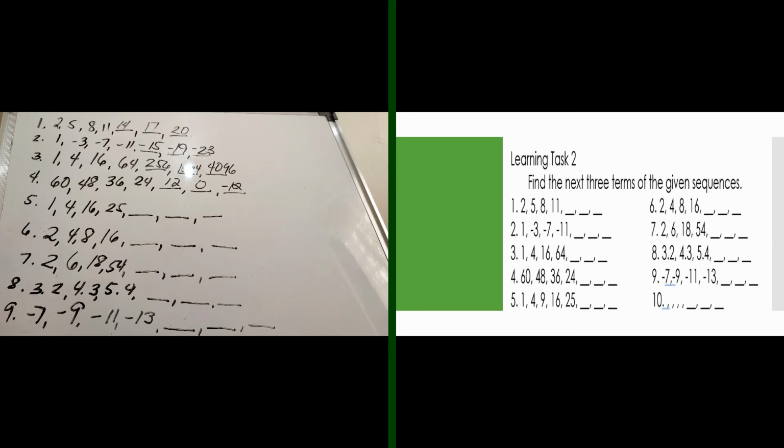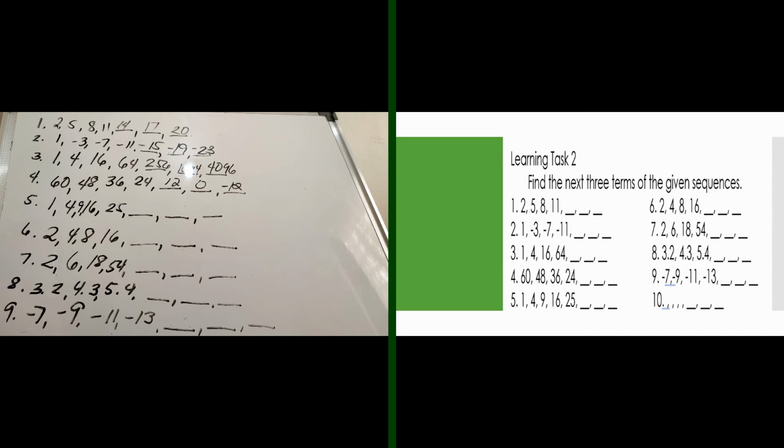We still have in here 9. 1, 4, 9, 16, 25. So in here, this is just the square of the number. 1 squared is 1. 2 squared is 4. 3 squared, or 3 times 3, is equal to 9. 4 squared is 16. 5 squared is equal to 25.